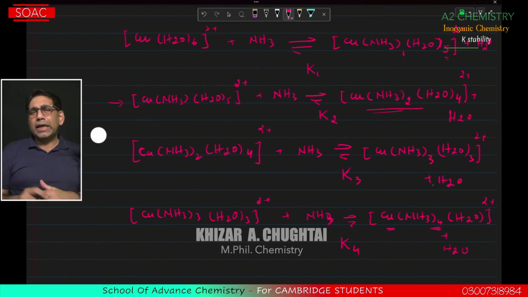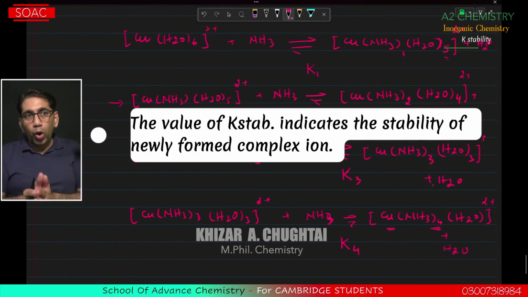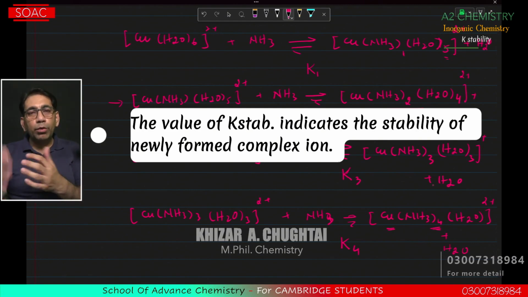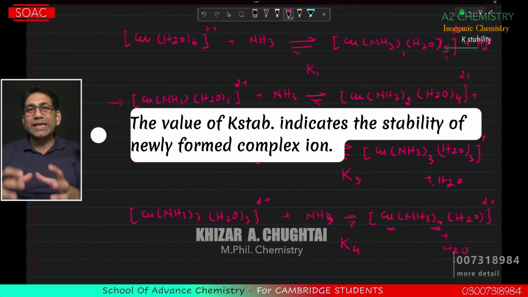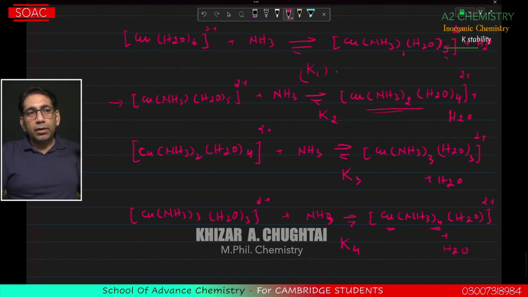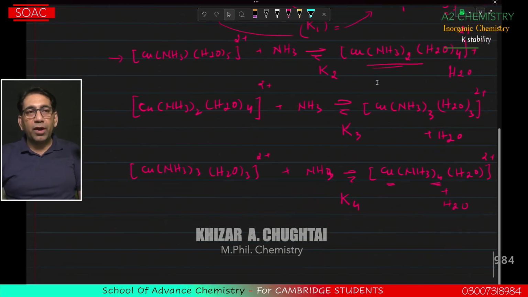So basically, K stability tells us how stable the newly born complex is. That's why it's called K stability. How the newly formed complex is more stable than the previous one. For example, K1. K1 means here are two complexes, this one and this one. What will be the expression of K1?